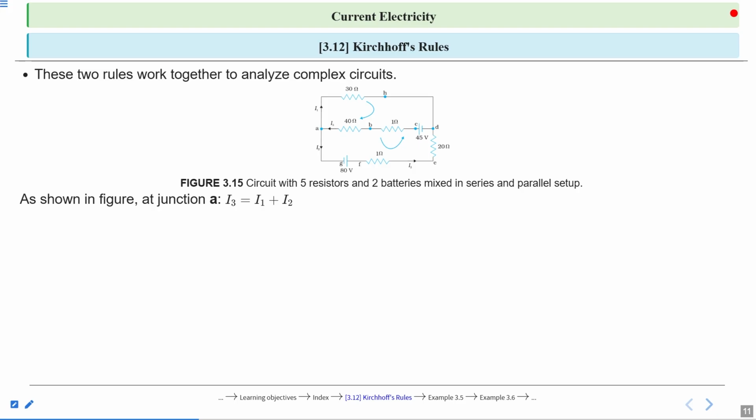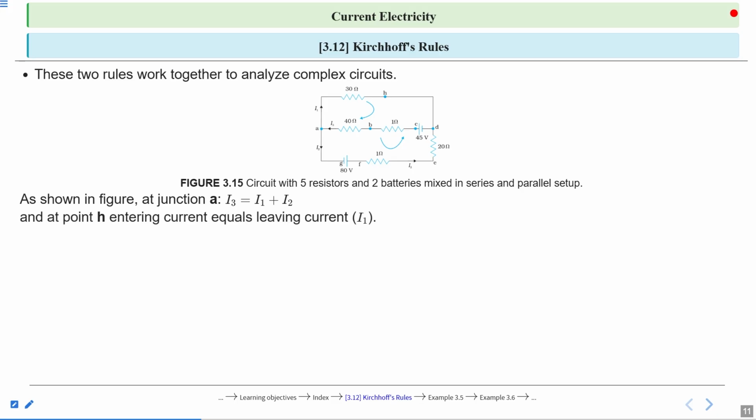As shown in the figure, at junction A, here I3 is equal to I1 plus I2. Why? Because at this junction A in the diagram, you can see I3 is the incoming current entering the junction, and both I1 and I2 are currents leaving the junction. So the incoming current must be equal to the outgoing currents, so I3 will be equal to I1 plus I2.